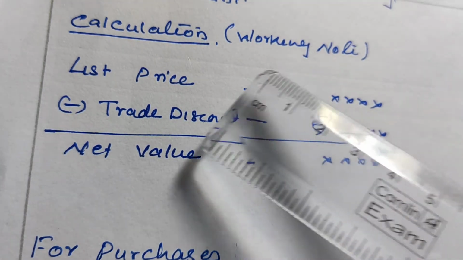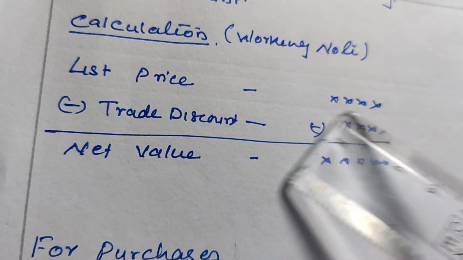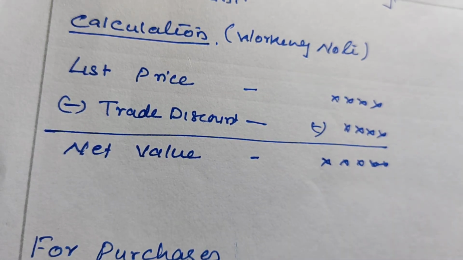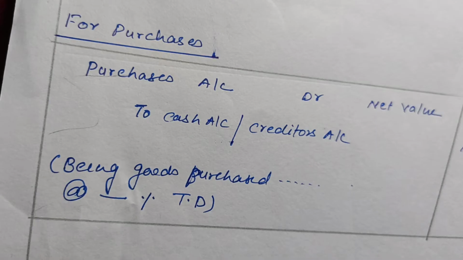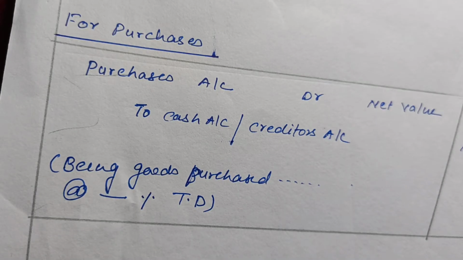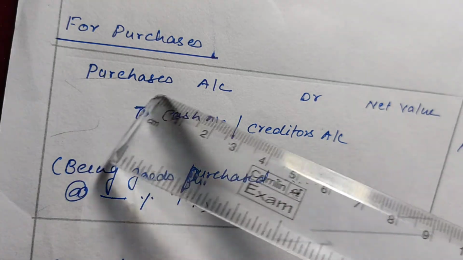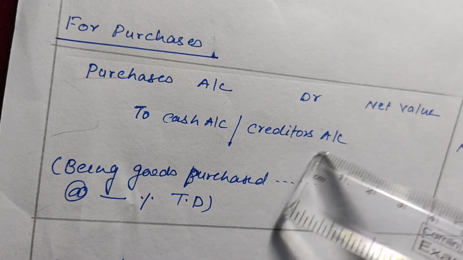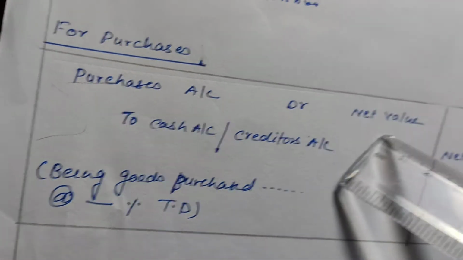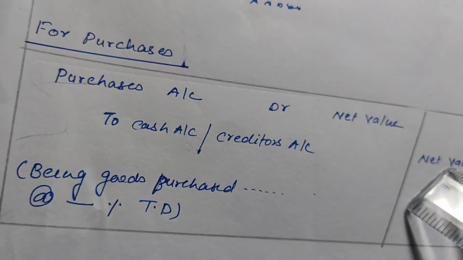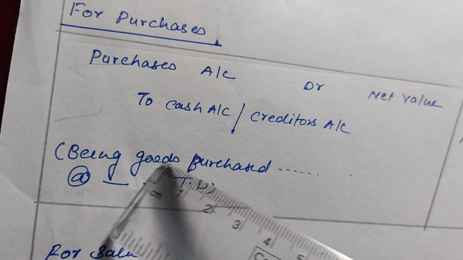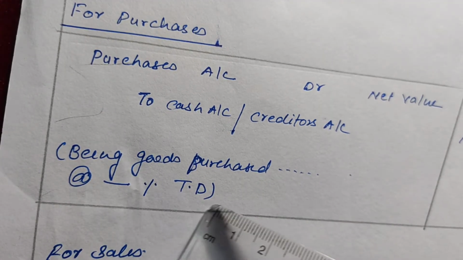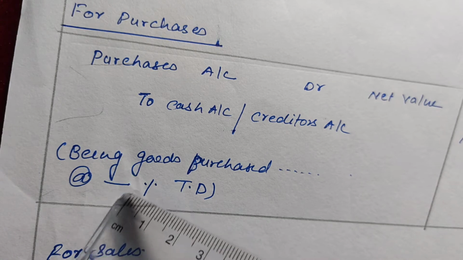How we will calculate the amount? List price minus trade discount, and this net value will be recorded in the amount column, debit and credit. Okay, let's see the journal entry also. So if the goods are purchased on trade discount, our journal entry will be purchases account debit to cash account or creditor account if it is credit purchase. And what we will write? We will write the net value in debit as well as in the credit. And narration will be being goods purchased from or for cash at the rate dash % trade discount. Whatever percentage is there, we have to write it.